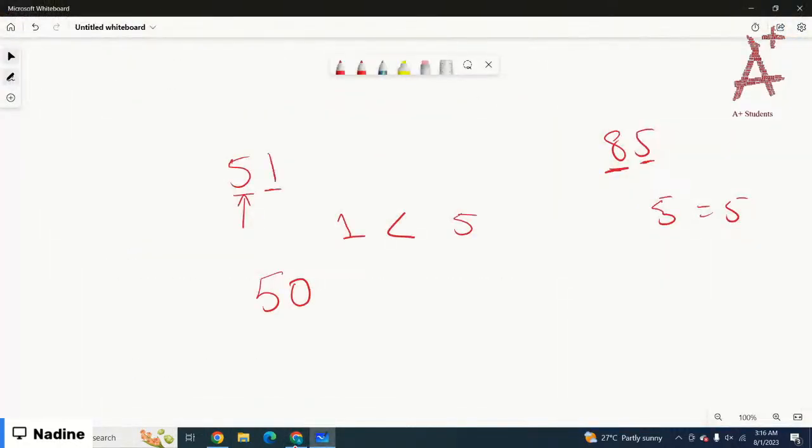When 5 is equal to 5, you have to replace the 5 with 0, and you have to add 1 to the tens digit. 8 plus 1 is 9, so 85 is rounded off to 90. If the ones digit is equal to 5 or greater than 5, then you have to round to the next 10. So 85 is rounded to 90, right?